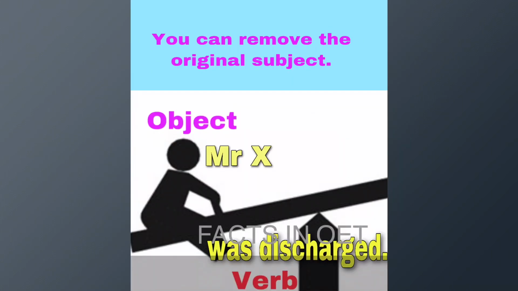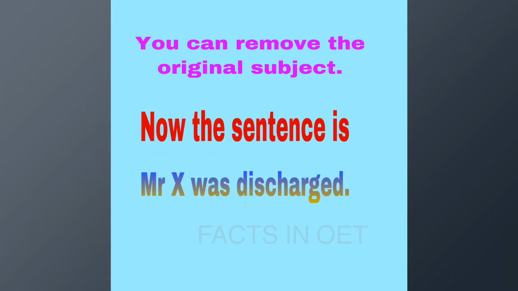The last and final step of a passive voice is that you can remove the original subject. If you remove the original subject from the sentence, how will the sentence be? The sentence will be Mr. X was discharged. Here you can see we are not emphasizing the subject. We are emphasizing only the action that was done by the subject. That is passive voice.